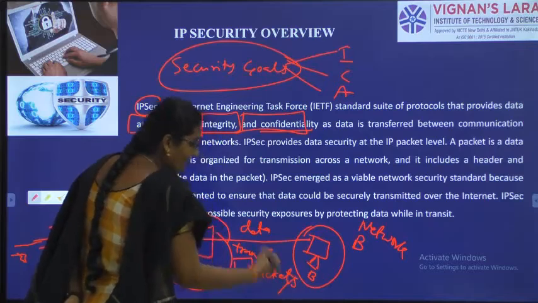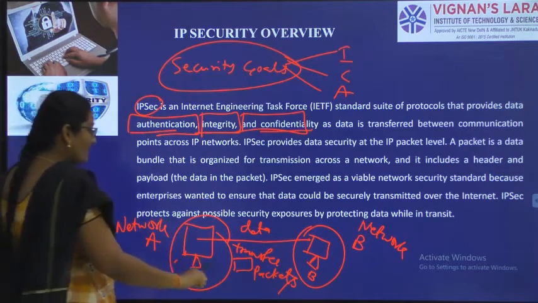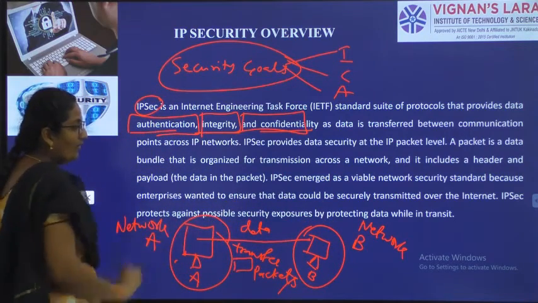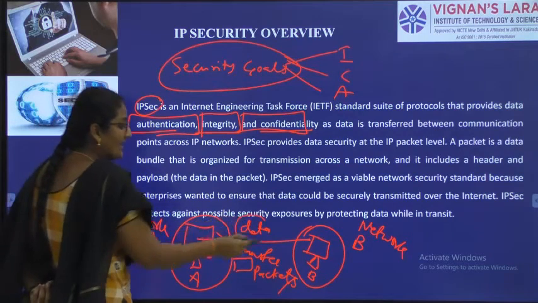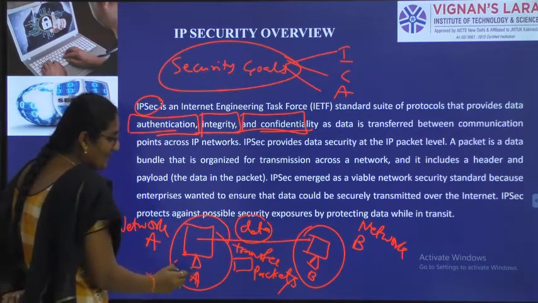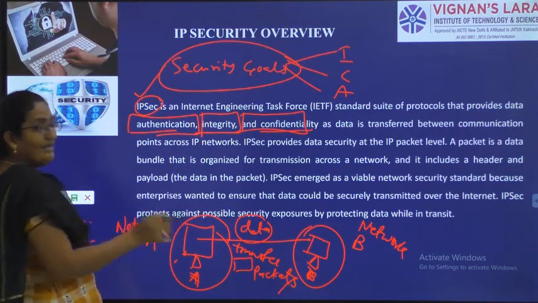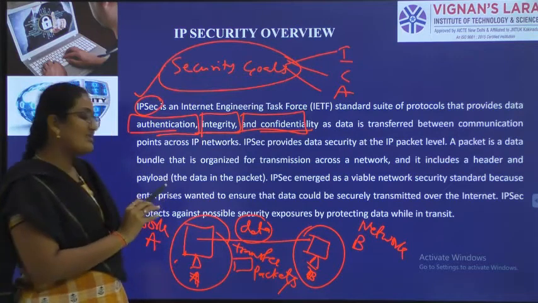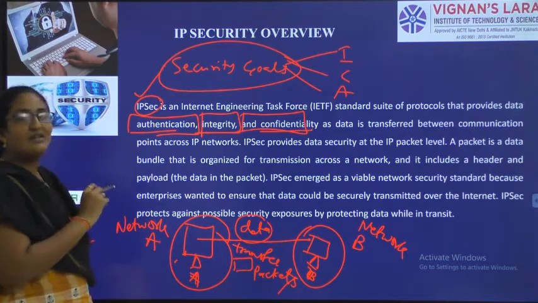It will transfer in the form of packets. One system in one network will transfer data to another system in another network in the form of packets. Now, to provide security for this data which is transferred from system A to system B, we are using IPsec, because all this is happening in the network layer.